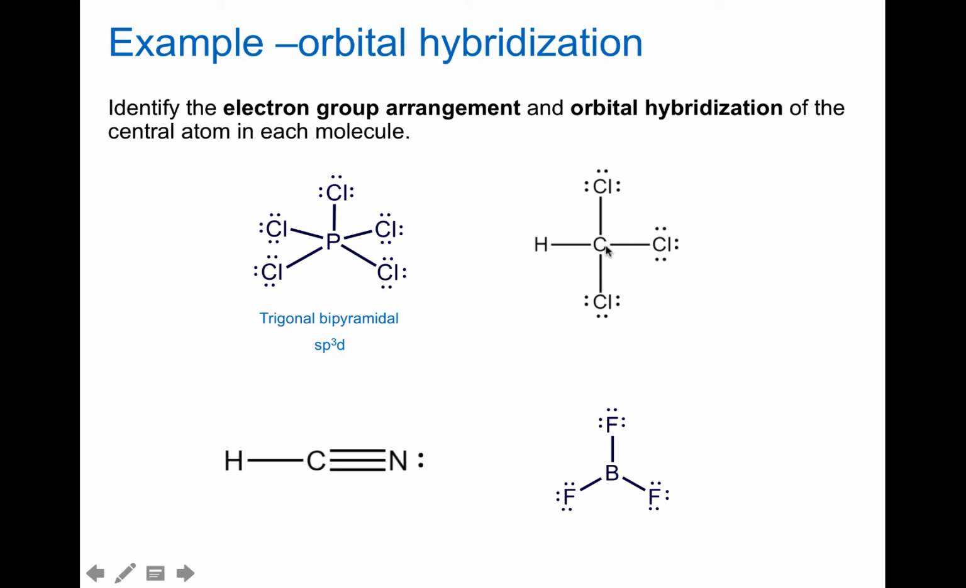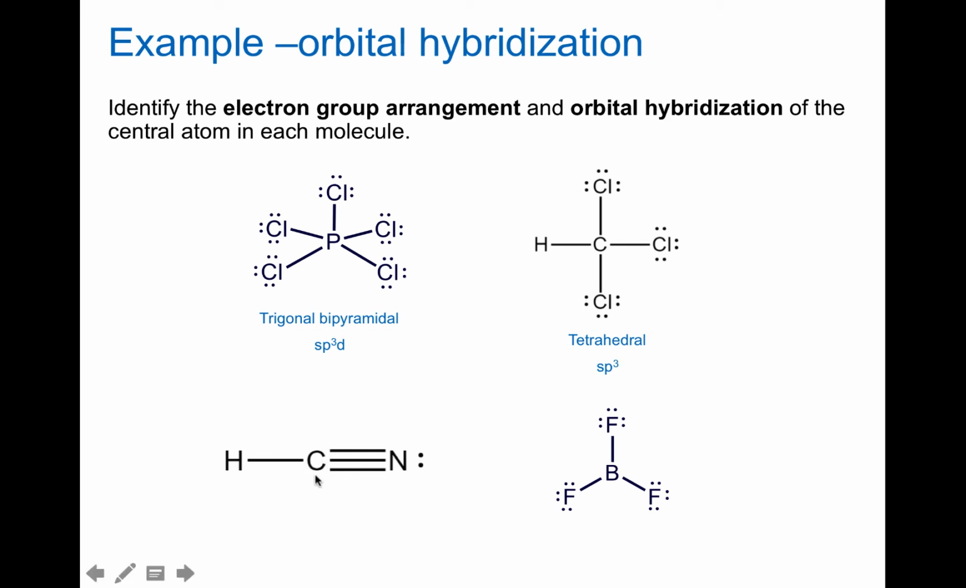The next example, chloroform. We've got carbon in the center here. We've got 1, 2, 3, 4 groups of electrons around it. And so if there are 4 groups of electrons, that corresponds to tetrahedral electron group arrangement. And when there's tetrahedral electron group arrangement, the type of hybrid orbitals you would expect are sp3.